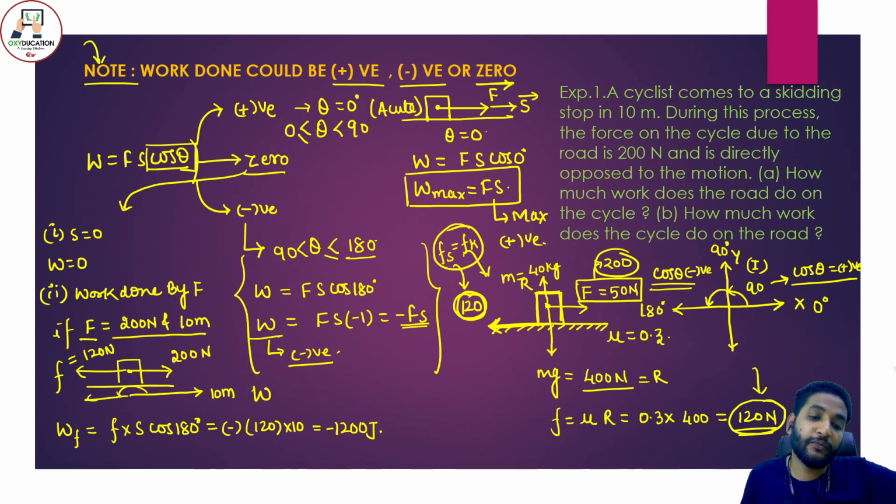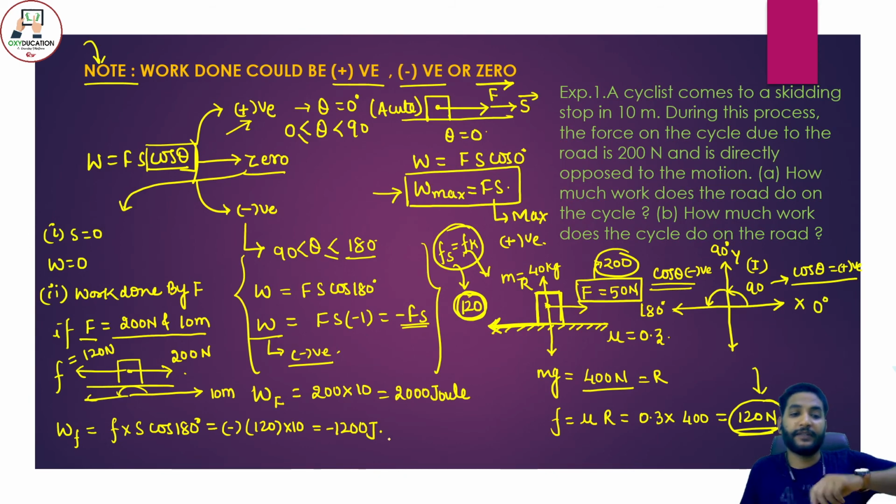But if I ask you what is the work done by the forward force, that is the external force applied, the value of that will be 200 into 10, because both are in the same direction. This is the case of positive work done, and maximum positive work done actually. So that will become 2000 joule. Okay, so this is the very basic concept.